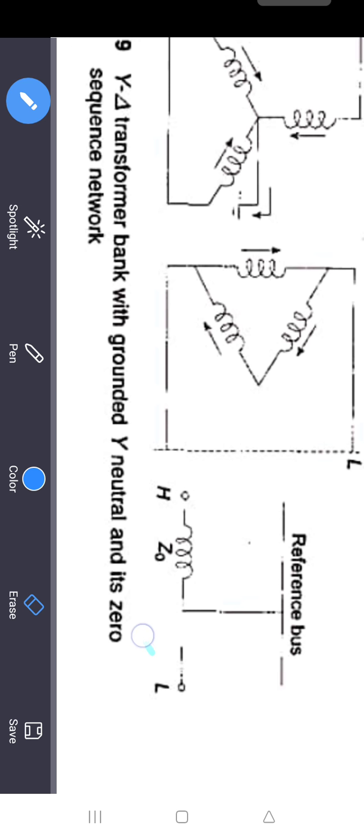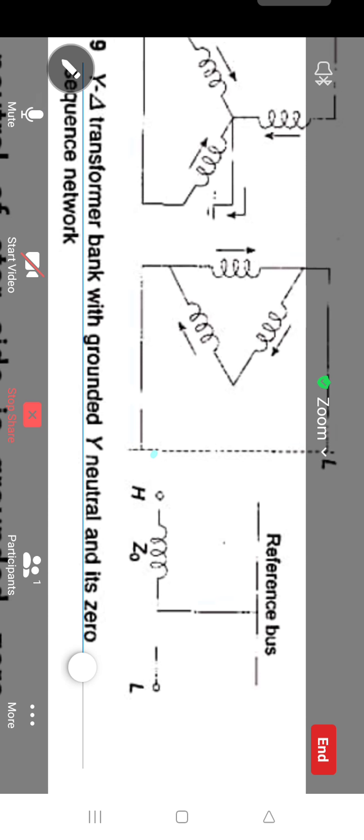So, here we can say that the L side is a delta connection and no neutral is provided. So, there will be an open circuit, and as the star side is grounded, we have to give a path for the current to flow. So, we are connecting it to the reference bus, and after it we are opening, as the L side of the transformer is delta type. Now, here with the zero sequence impedance, the 3Zn impedance will also be added in series.